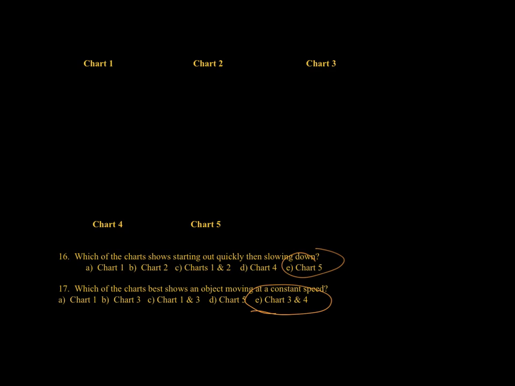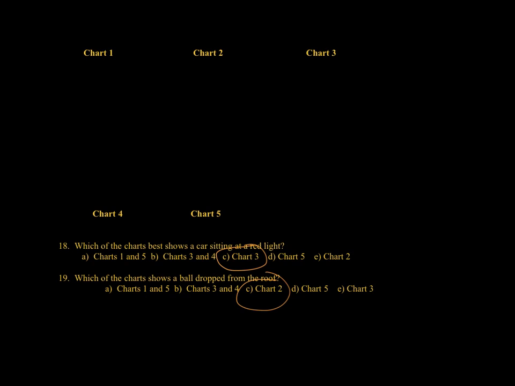And then which charts show an object at a constant speed? This one was a little bit tricky, maybe. But anytime there's a straight line, it's a constant speed, even if the speed is zero, right? Because if you're sitting still, your speed is constant at zero. So chart 3 is constant speed of 0 because the distance isn't changing, and chart 4 is a straight line up and to the right, which means it's a constant speed away from you. Okay, and finally, which show charts a car sitting at a red light? That would be chart 3, one that's not moving.